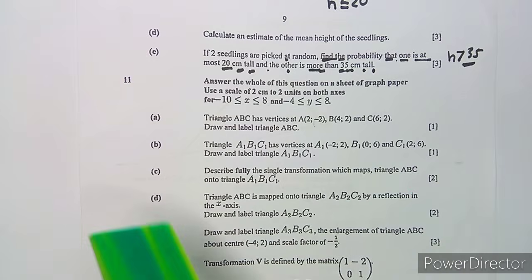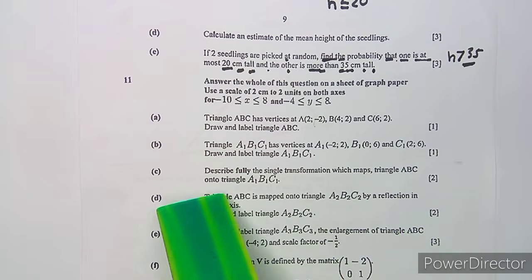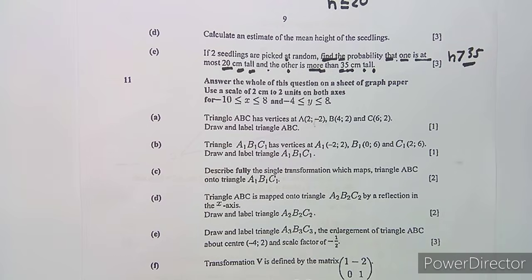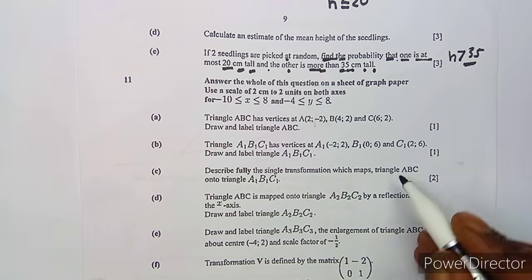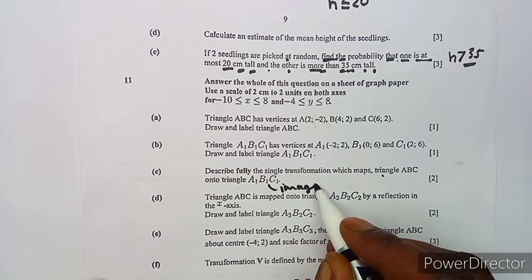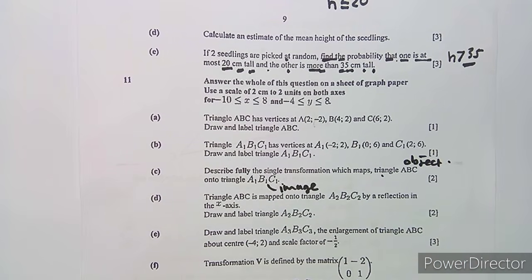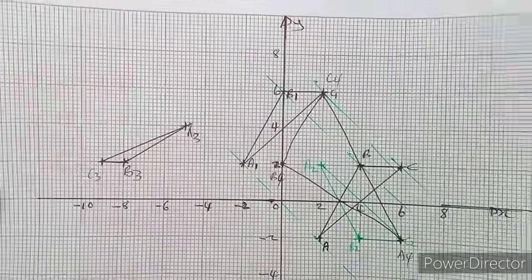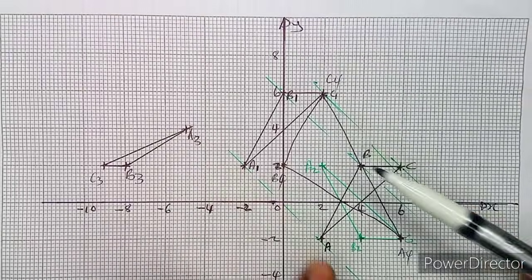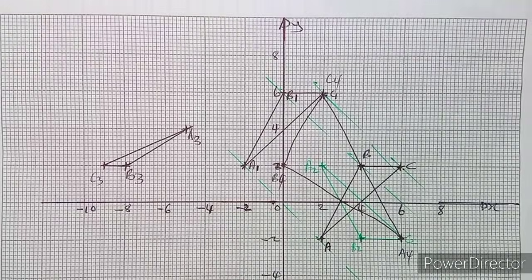Okay, now we move on to C. Describe fully the single transformation which maps ABC onto A1 B1 C1. This part alone means this here is your object, because this one is being mapped onto this. So this one is your image and this is our object. What we need to see is the type of triangle that we have. If I cross check this triangle here and this triangle here, they are the same size, everything.